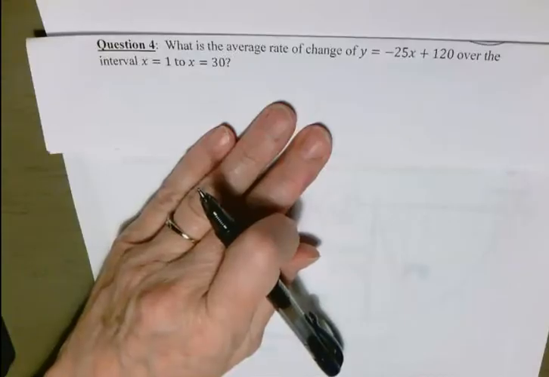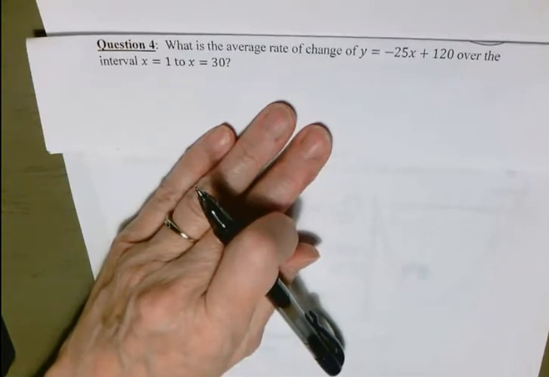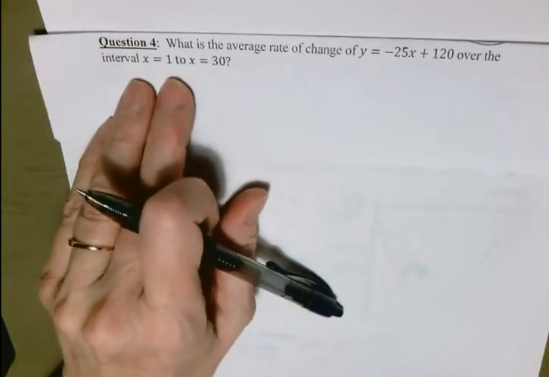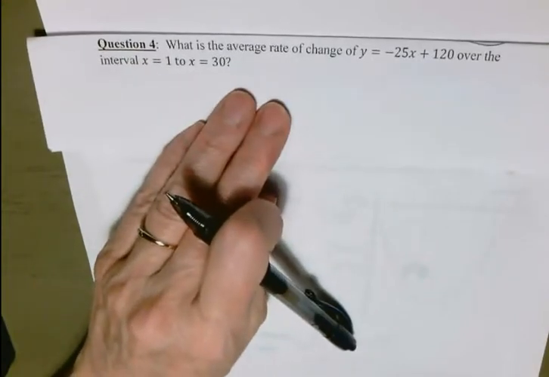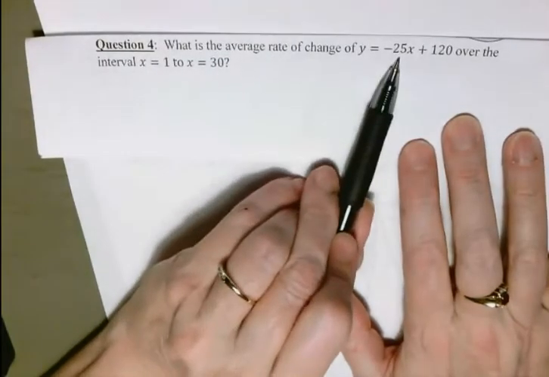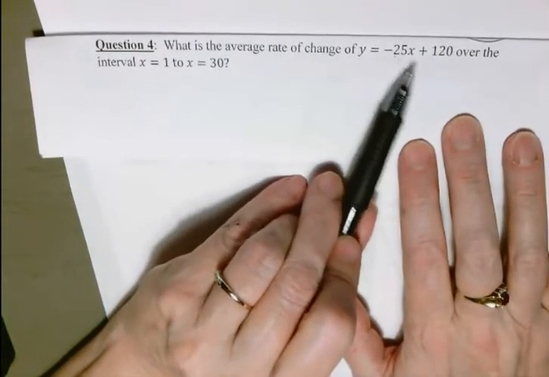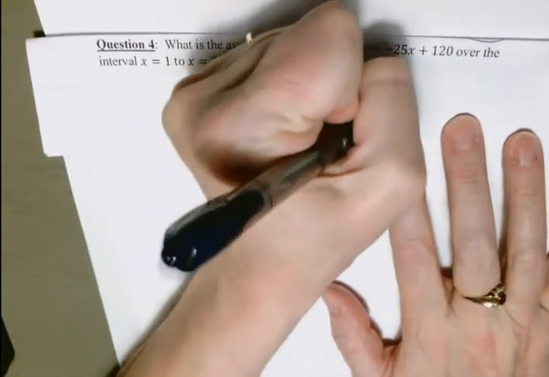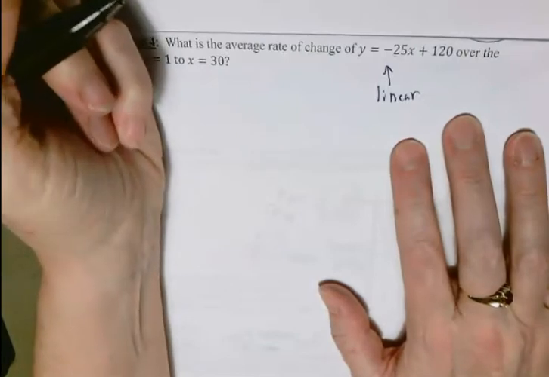Question 4. What is the average rate of change of y equals negative 25x plus 120 over the interval x equals 1 to x equals 30? Now you may think you need to type this in the calculator and look up these numbers in your table and subtract and do a lot of work, but actually you don't have to do any work on this problem because this function y equals negative 25x plus 120 is linear, and the slope of this function is negative 25.